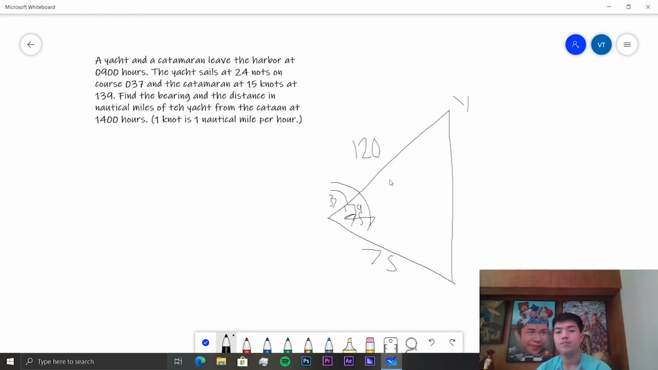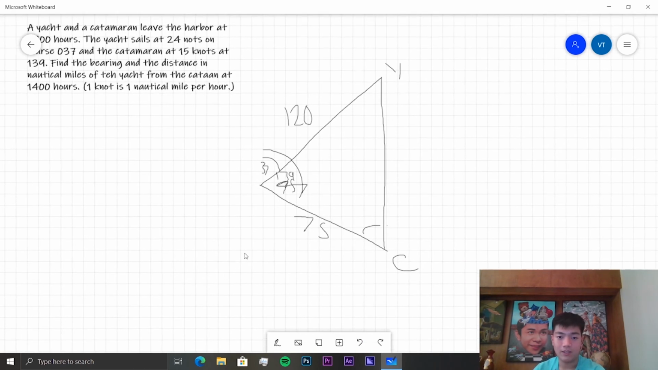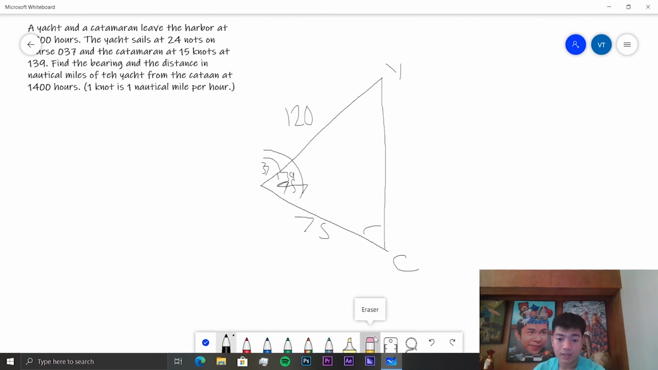So, what do we need? We need to calculate this angle, the yacht from the catamaran. So it would be this angle over here, I guess. Technically here. We'll do some fun stuff later to figure it out. Anyways, 139 minus 37 means that this angle here is 102 degrees. So if we have 102 and we have these two, we need to find this other side.